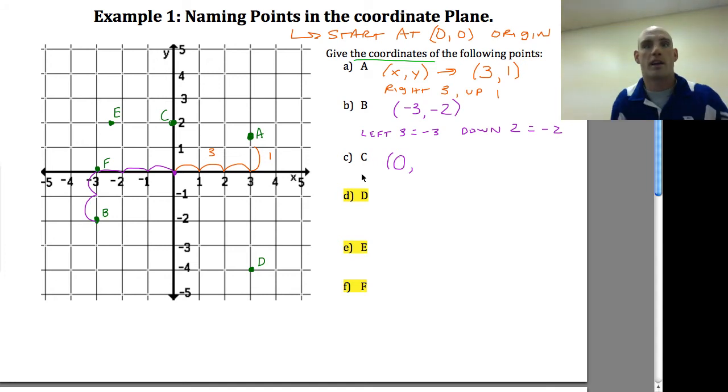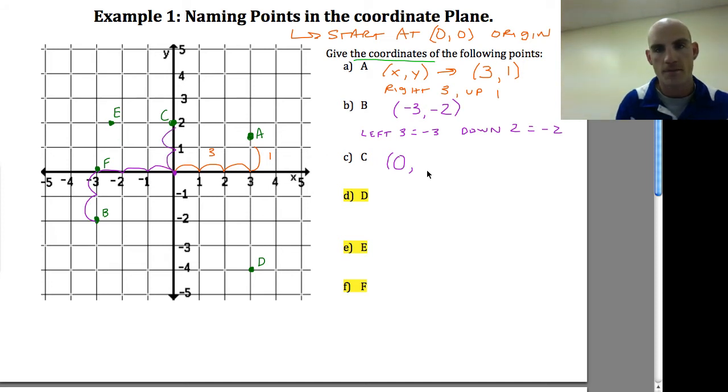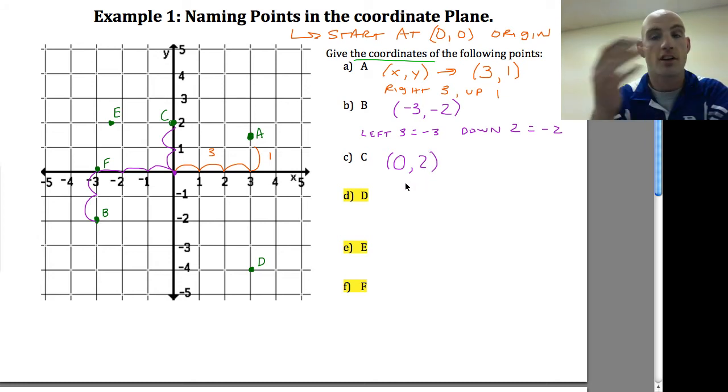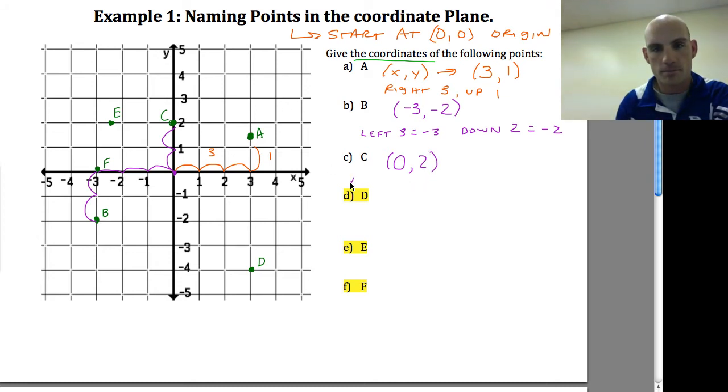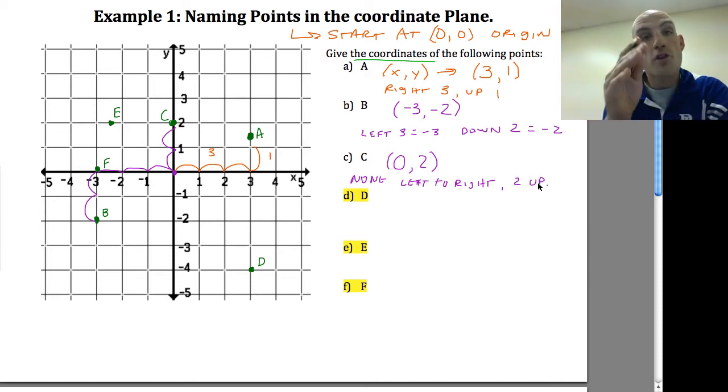So I don't go any left to right. I just stay where I am and I go straight up. So then how far do I have to go to get up there? I go up 1, 2. So 0, comma 2 is my C coordinate. I didn't go any left to right. None left to right. 2 up.